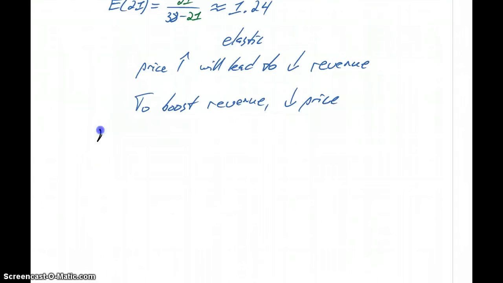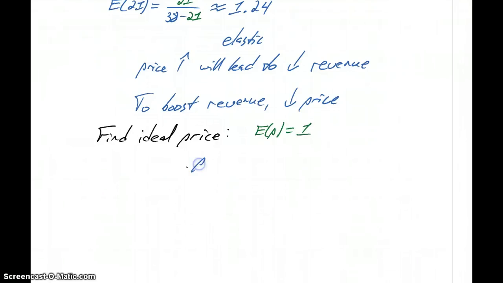And then what this question doesn't ask us to do, but is a good skill to make sure you know how, is how do we find that ideal price? How do we find the ideal selling point? So in order to do that, we just take our elasticity function, set it equal to 1, and then solve for the price. So in this case, we have P over 38 minus P, which will set equal to 1.